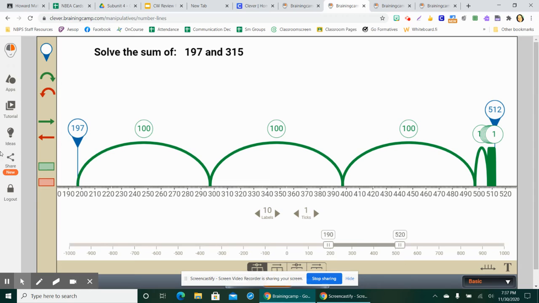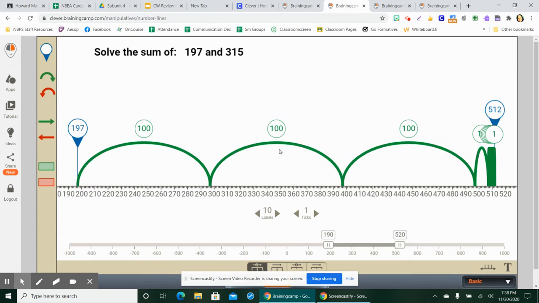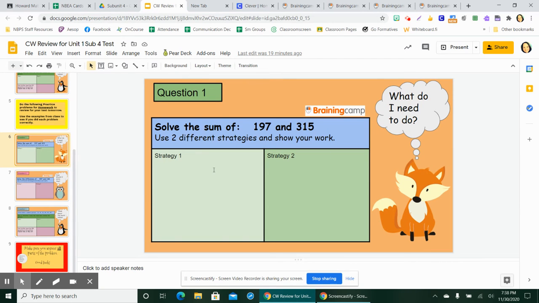And remember, you need to share your picture and put it into the document. Otherwise, it doesn't count. So again, we had base 10 for addition, expanded form for addition, and the number line for addition. So those are 3 different strategies. You will need to choose 2 on your test. And then the next problem.